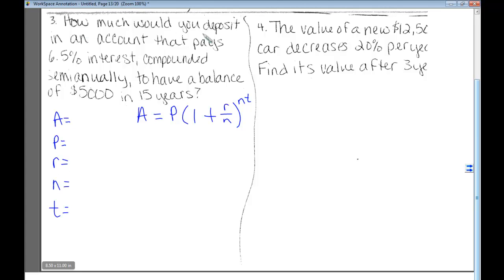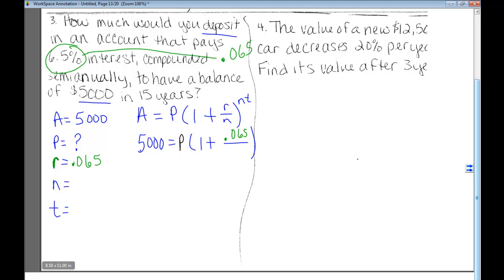In this problem, I'm not given my deposit, and that's my initial amount, so I do not know P. I do know how much I should have in 15 years, which is $5,000. It pays 6.5% interest, so I need to change this to a rate of 0.065, or number of times compounded per year. It says semi-annually, and that means 2. And it gives me 15 years. Now the last thing I need to do is to make sure I have my fraction wrapped in parentheses. And 2 times 15 is 30.